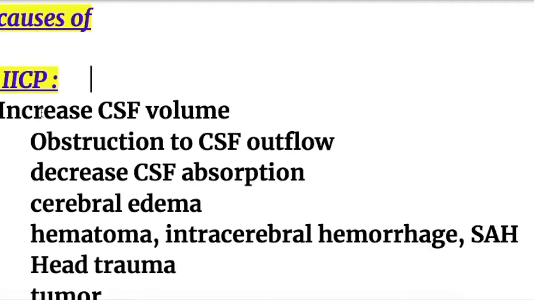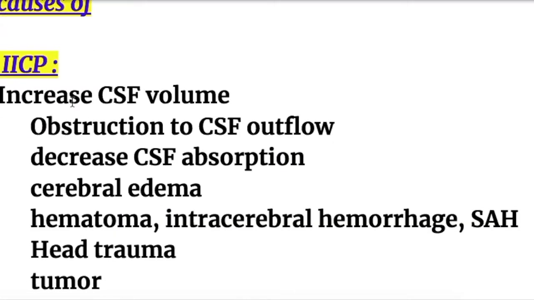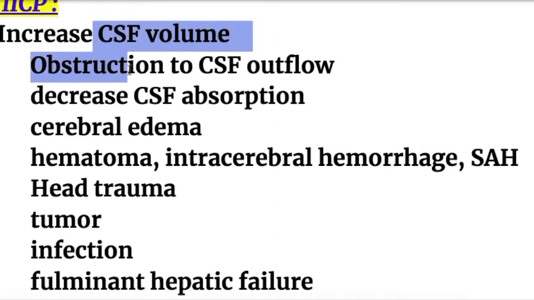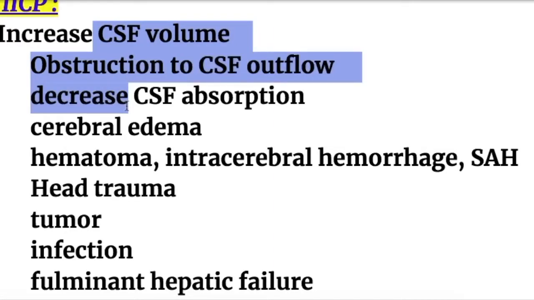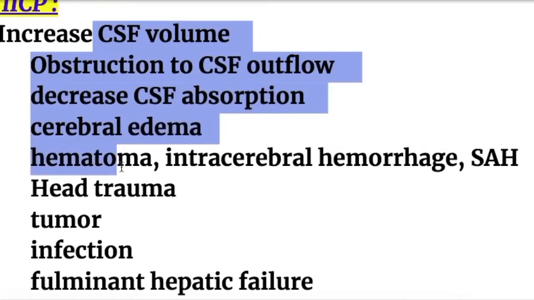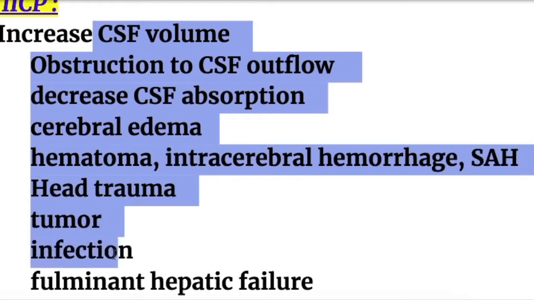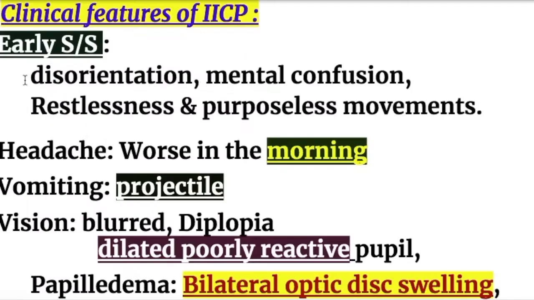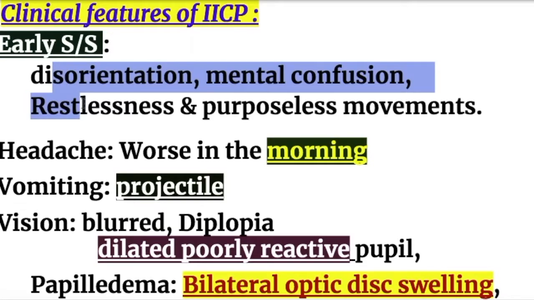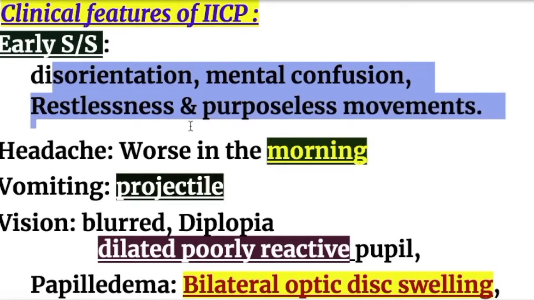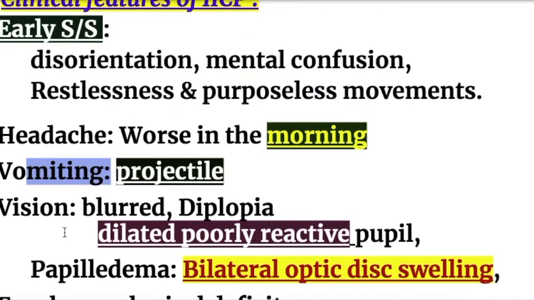So amongst the causes of increased intracranial pressure are increased CSF volume, obstruction to flow, decreased CSF absorption, cerebral edema, hematoma, trauma, tumor, infection, and fulminant hepatic failure. Amongst the earliest clinical features are disorientation, mental confusion, restlessness and purposeless movements, headache in the morning, projectile vomiting, diplopia and blurred vision, dilated pupil, and papilledema.